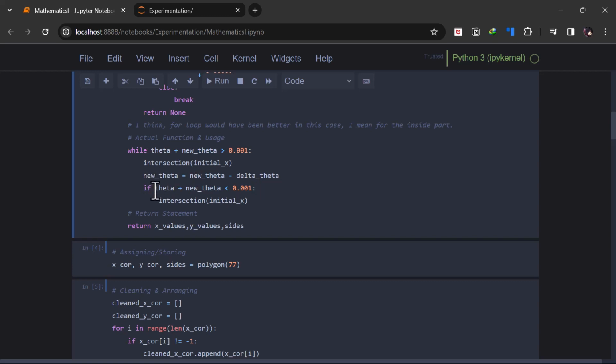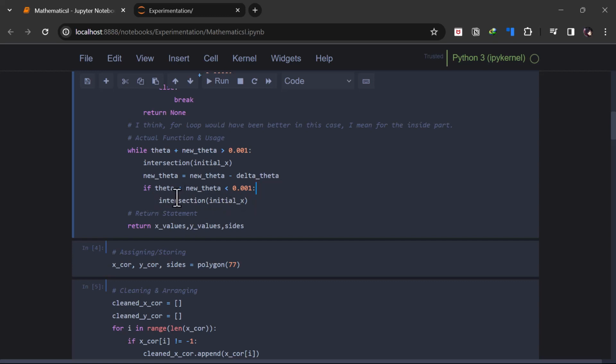So if this condition holds true, that is, if theta and new theta really become less than 0.001, in that case this loop will stop, but this conditional statement will be executed, right? This is the condition that I have provided. Then I have calculated the intersection point for that last line.